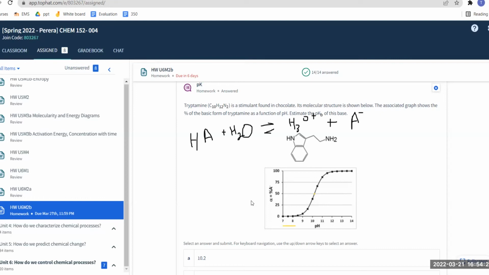Now let's go back to this. What we have is pH is equal to pKa plus log of A minus concentration over HA concentration. Can you remember this equation? Yes, this is the Henderson-Hasselbalch equation. Now, at 50% A minus, the A minus concentration must be equal to the HA concentration. If they are equal, that means A minus divided by HA must be equal to 1. Yes. What is log 1?